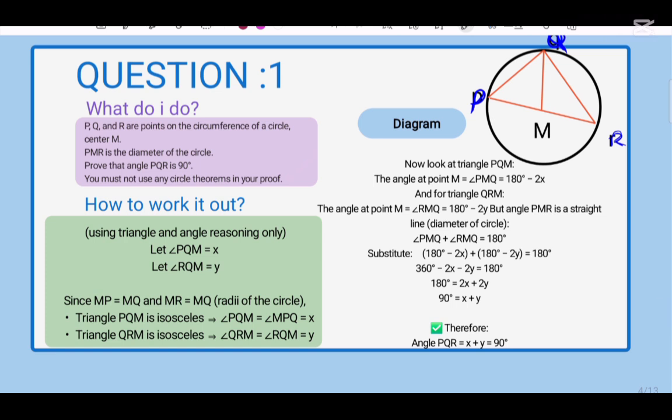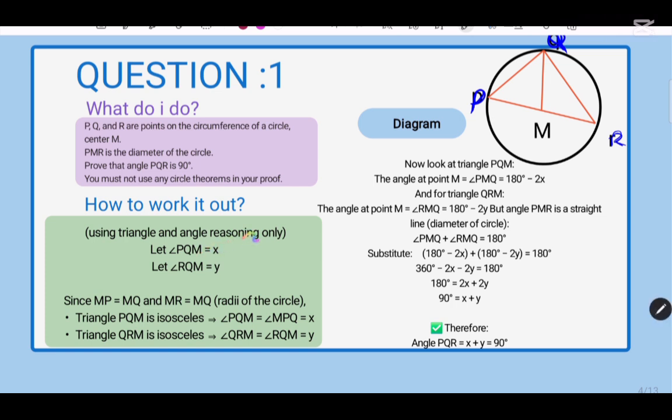Now, how do we work this out? Using the triangle and angle reasoning only. I can tell you there are two ways to do this. I will show you the second way, but I will not work it out. So let's go to the first, easiest way.